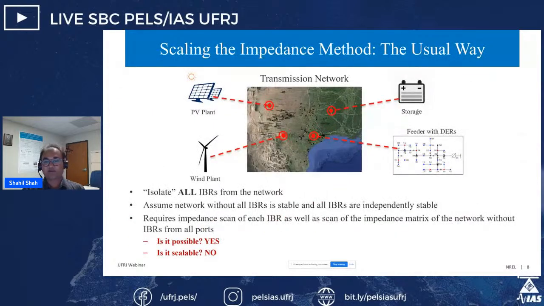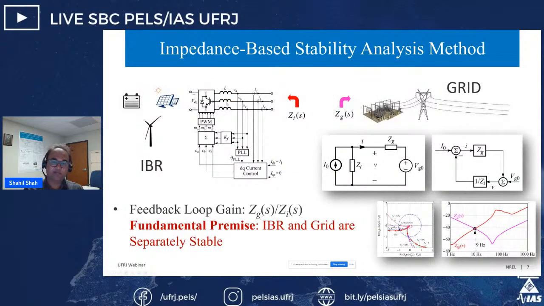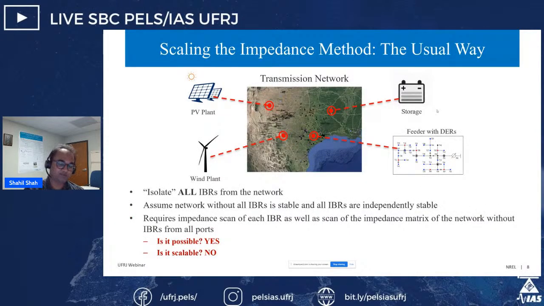So the question is, how do we scale it for larger systems? When we see oscillations in a big grid, appearing at the terminals of 20 or 30 or 100 different IBR resources, you can't really divide the problem like one IBR versus the grid, because now the problem is all over the network, where many IBRs are participating in that oscillation mode. So how do you scale that approach?